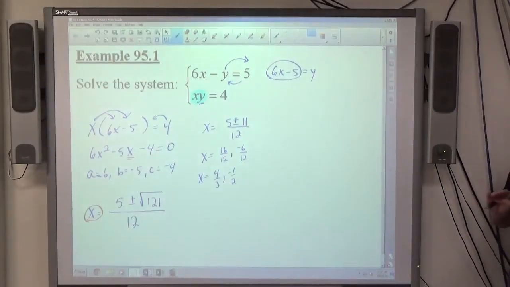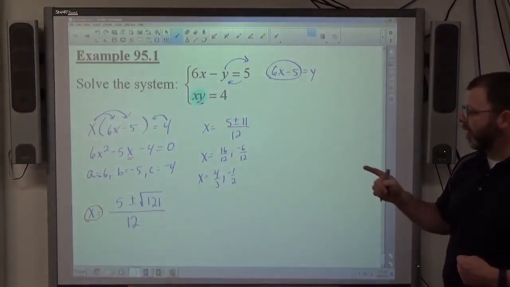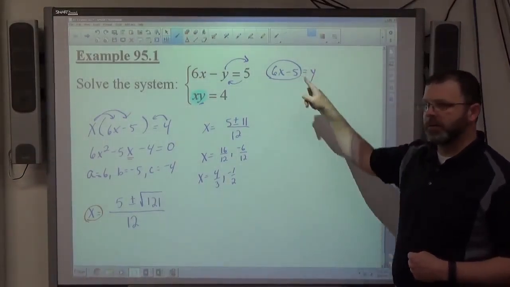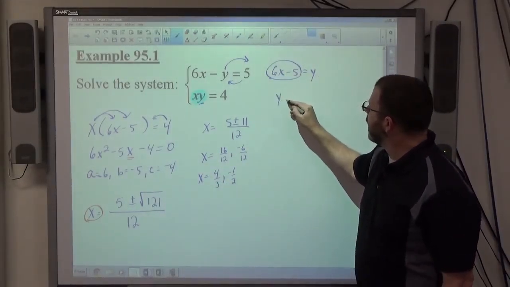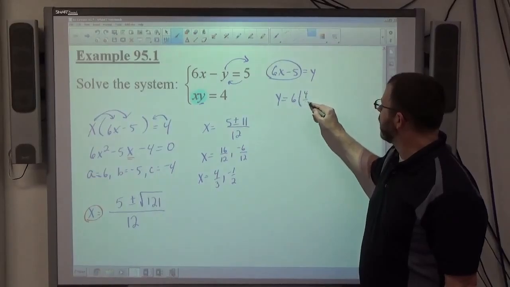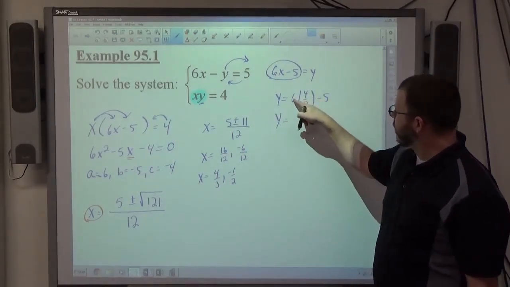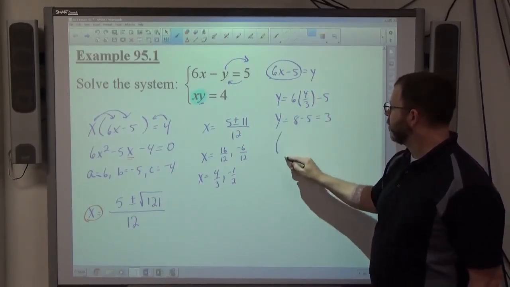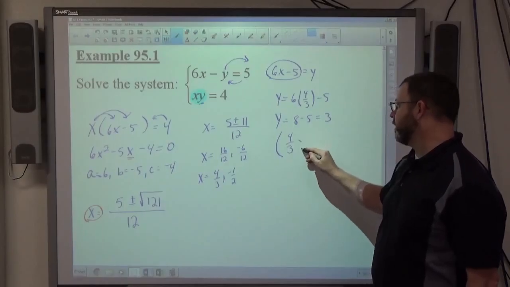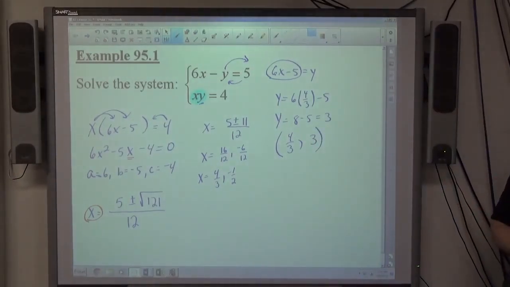Right. Once we know the values of x, that's ordered pairs. We got 2 x's that work. We have to find y. For each x, I find y using this expression up here. So x equals 4/3. So y is equal to 6 times 4/3 minus 5. If I do that, 6 divided by 3 is 2 times 4 is 8. 8 minus 5 equals 3. So x equals 4/3 went in, led to y equals 3 out. So we get an ordered pair like that.